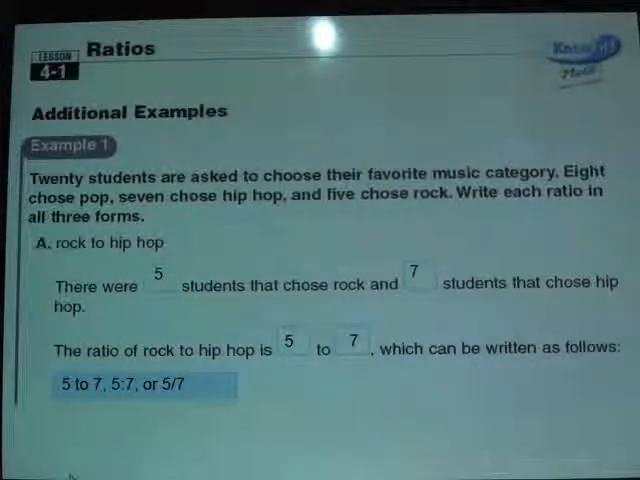What's important is you write it in the same order that they present the question. Since they gave the rock category first, you have to give the rock number first. Since they gave the hip-hop category second, you have to give the hip-hop number second. You have to keep that same order that the question is presented in.